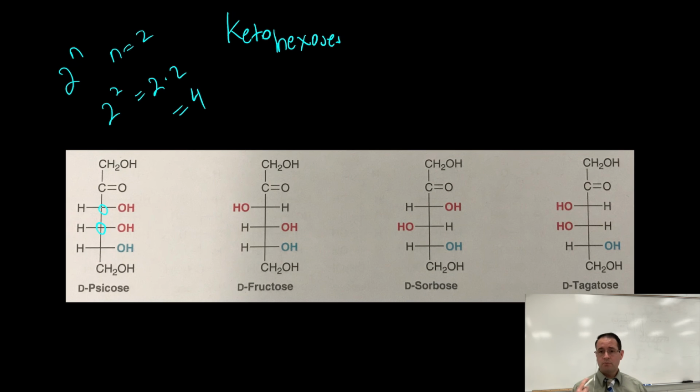The 2 OHs could both be to the right, both to the left, or variabilities in between. And they're all D sugars, so we can't change that blue hydroxyl group. So all of these are naturally occurring, produced by various fungi, bacteria, so on and so forth, okay? So these are D-psychose, D-fructose, D-sorbose, and D-tagatose, all right? And that's it for the ketoses. Let's go ahead and do some more interesting chemistry now.